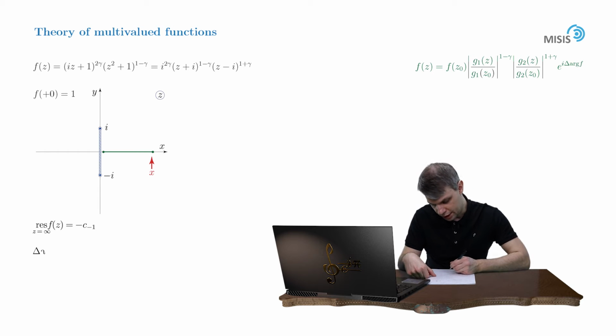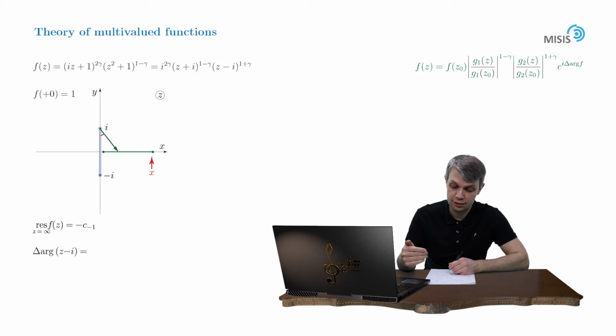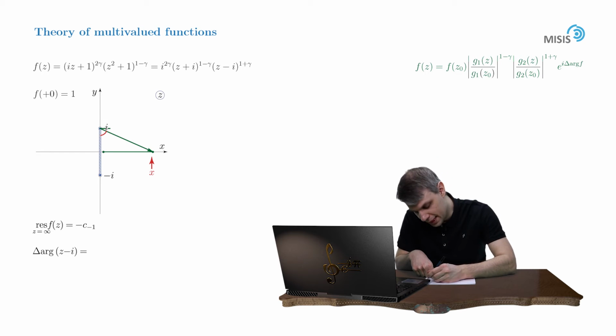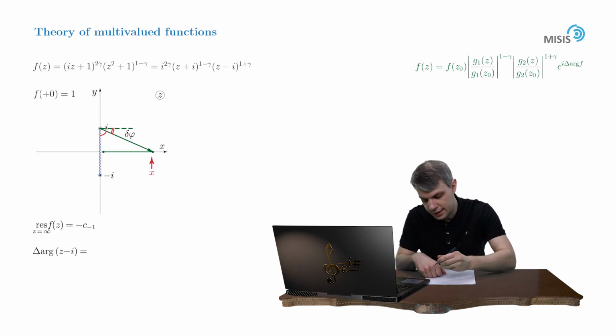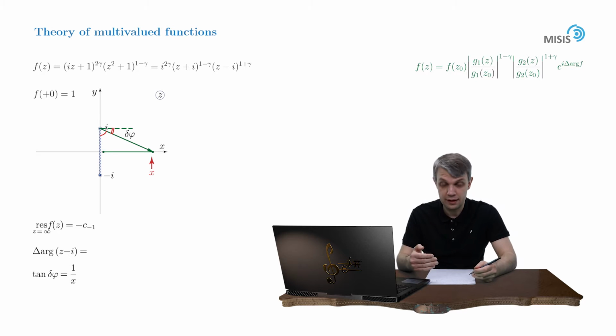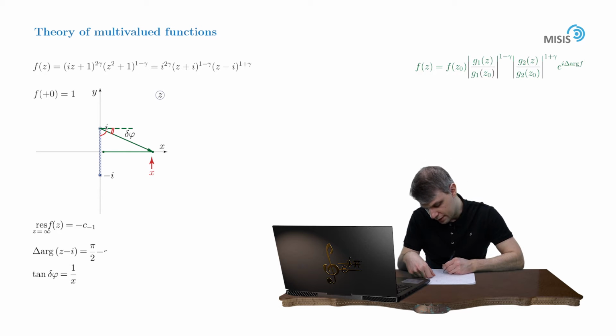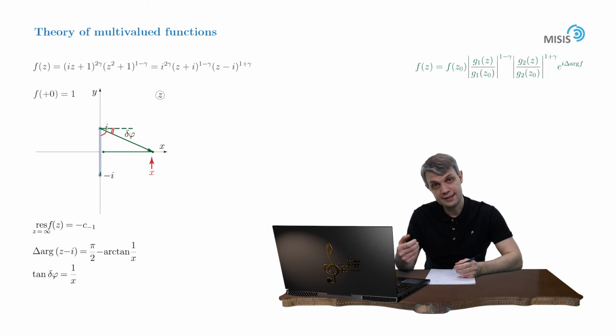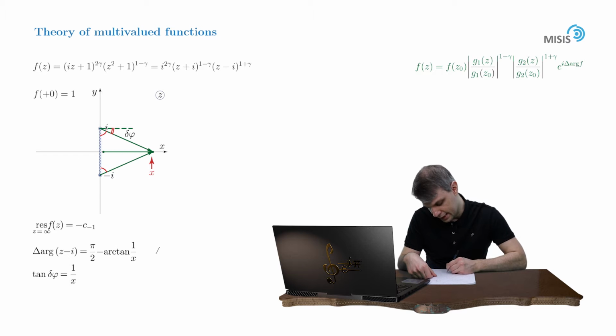For example, the change of the argument of the number z minus i. We see that it rotates in the counterclockwise direction by angle pi by 2, but not quite, because there is still a small angle, and from trigonometry you can find that its tangent is 1 over x. So in fact, the real change of the argument of this z minus i number is pi by 2 minus arctangent of 1 over x. And the same goes for the second number, z plus i. It's negative pi by 2 plus the same kind of arctangent.